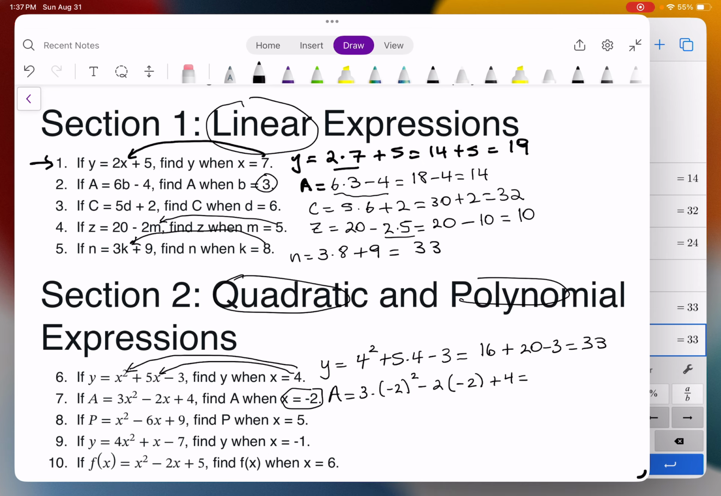So here we get 3 times (-2) squared, which is 4. -2 times -2 is plus 4, and then plus 4. So 3 times 4 here, we get 12. 12 plus 4 is 16, plus 4, the final answer is 20.